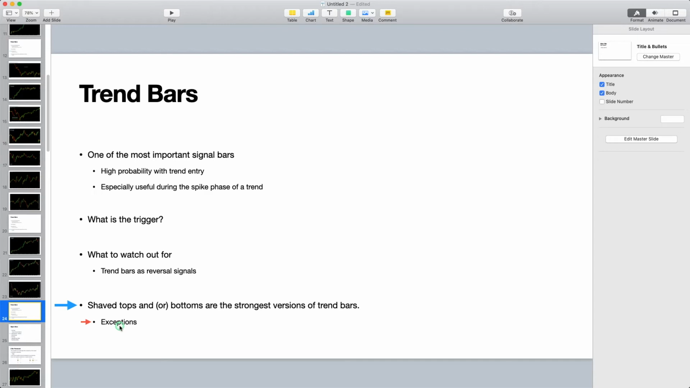And also another time to be careful of shaved tops and bottoms is when we have an illiquid market, because shaved tops and bottoms are very common in illiquid markets. And so that's caused by a lack of volume rather than enthusiasm by one side or the other. So in normal markets, if we're trading the E-mini or major stocks, it's usually okay to see shaved tops and bottoms and see them as positive signs. But in trading ranges and in illiquid markets, it's better to be cautious about them.